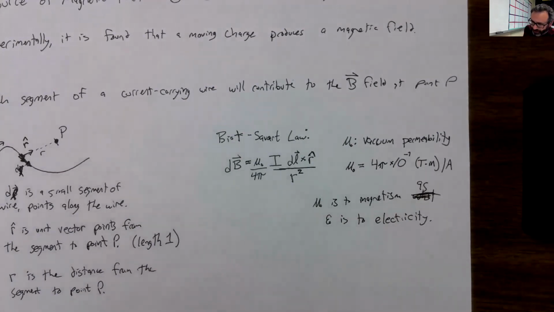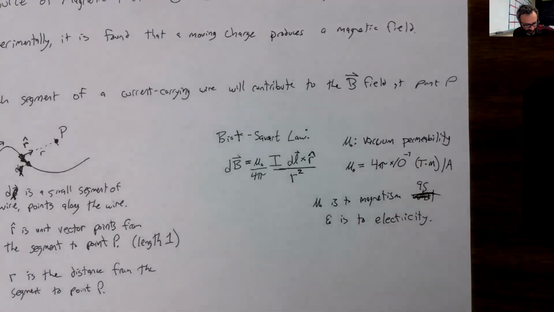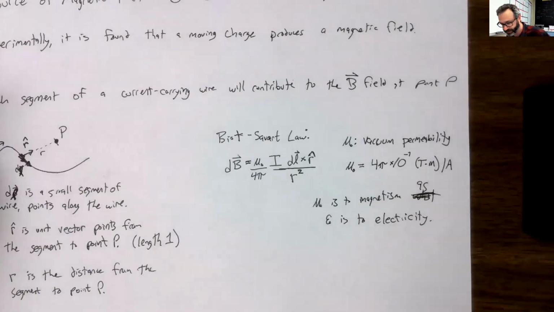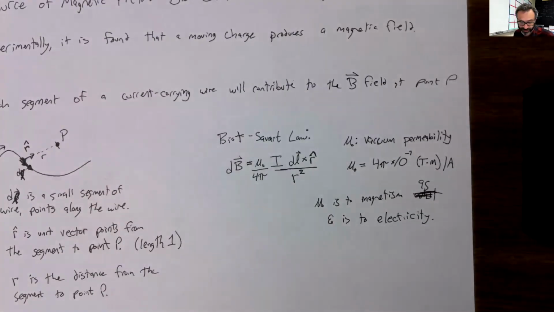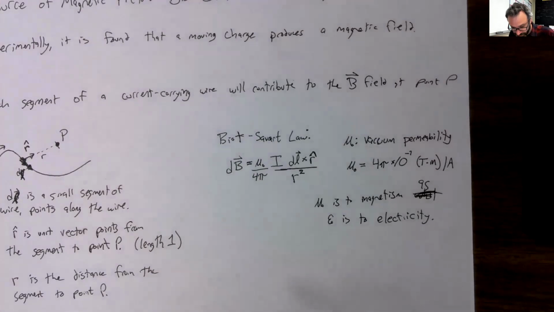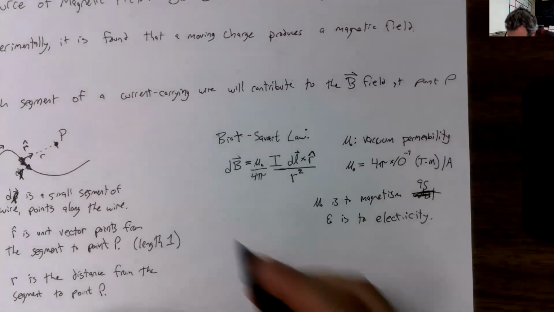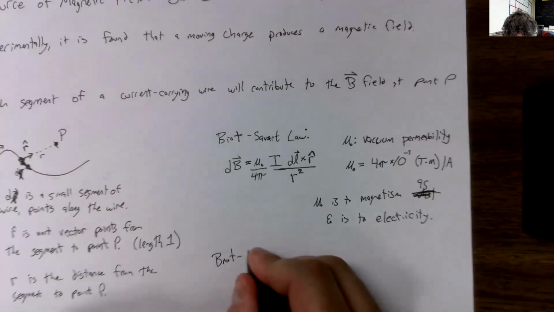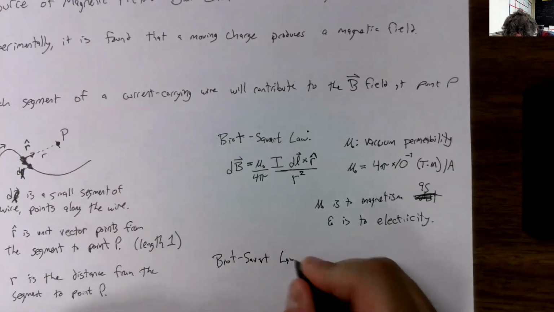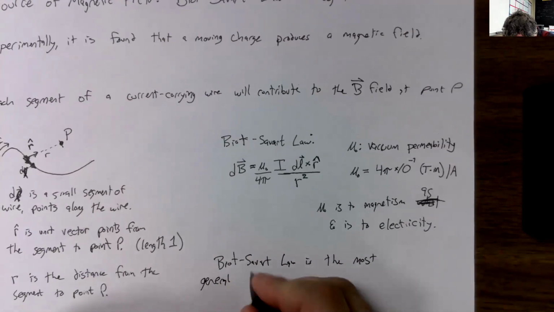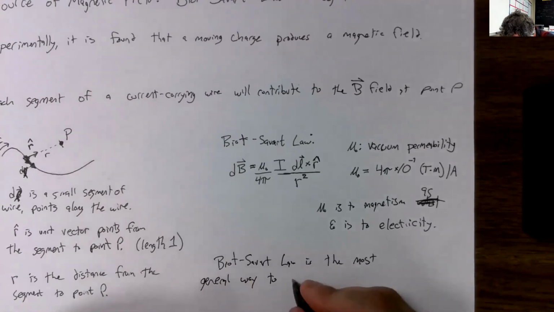Okay. Any other questions so far? We're going to stop almost here today. Now that we have the Biot-Savart Law written down, I do want to say that you can use this for basically any current or sets of current. This will give you the magnetic field, right? The Biot-Savart Law is the most general way to calculate magnetic field.